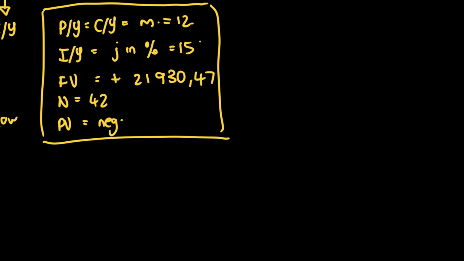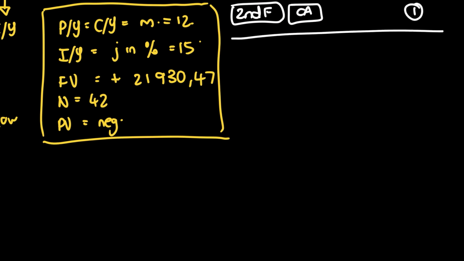So the recipe that we're going to follow is we're first going to clear our data on our financial calculator, and that's the PYs, the CYs, all the leftovers. So that will be second function and the CA. And I refer to that often as stage 1.